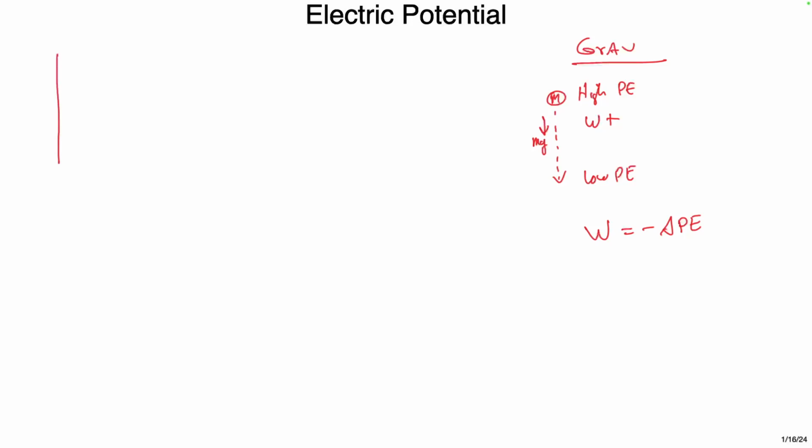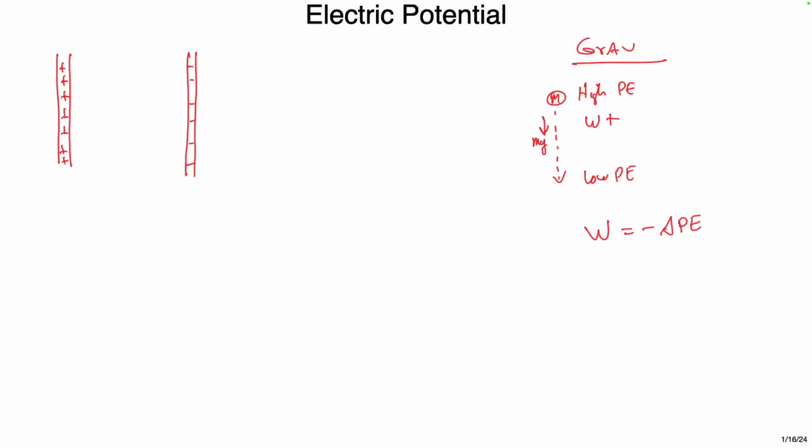And for this one, I'm going to turn it sideways. And I'm going to put two charged plates. One's going to be charged positively, one's going to be charged negatively. What can you tell me about the electric field that exists between these two plates?